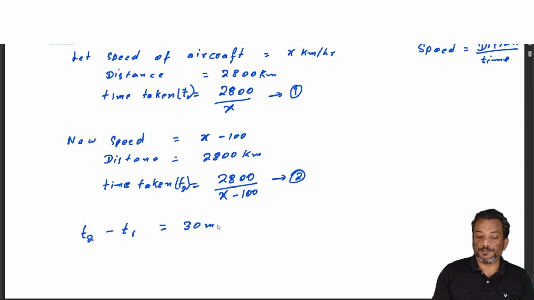30 minutes. Now we can convert this 30 minutes into hours. So T2 is how much? You can substitute the value of T2 here. T2 is equal to 2800 over x minus 100, and T1 is 2800 over x. Now 30 minutes we will convert into hours, so you will get 1.5 hour.